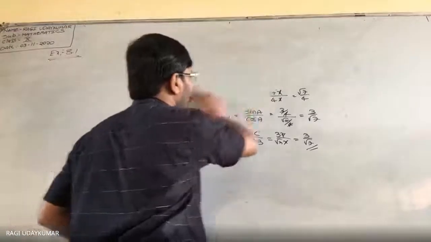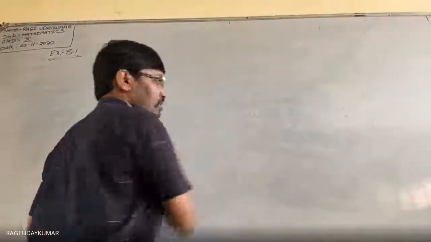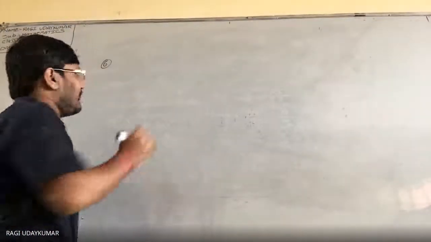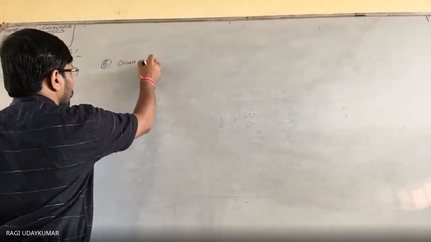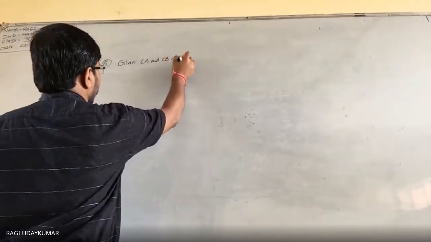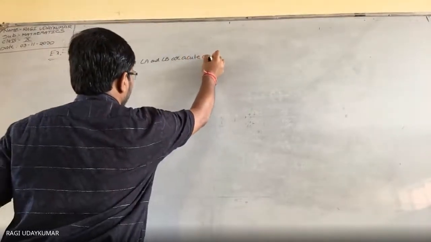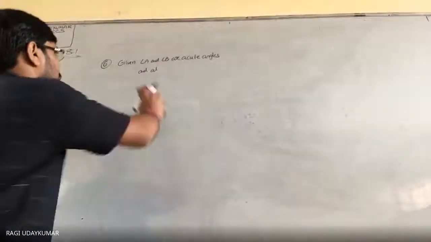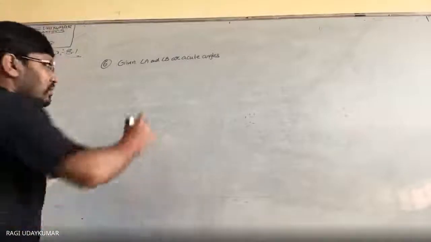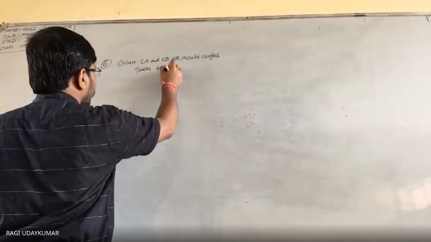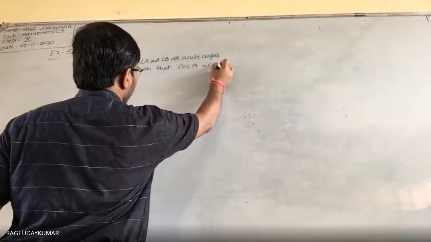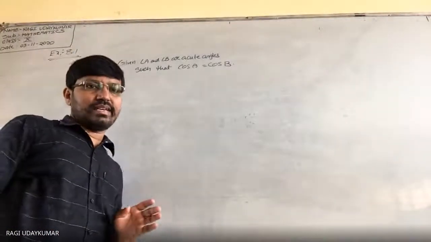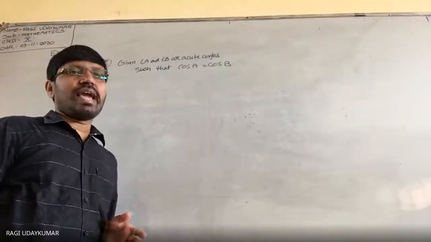Okay, I will write the question on the board. Question number 6. Here it is given that angle A and angle B are acute angles, such that cos A is equal to cos B. Cos A is equal to cos B is given. Okay. So I am asking to prove angle A equal to angle B.